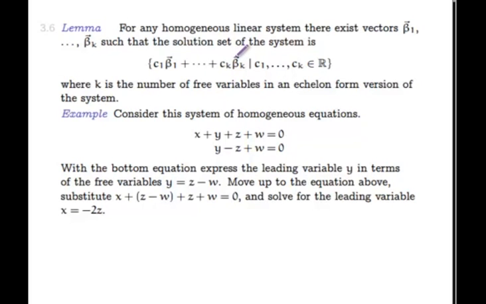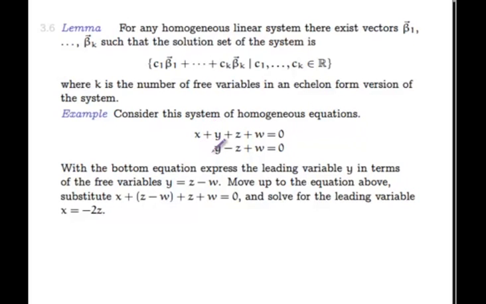This is saying that for a homogeneous linear system, the solution is a linear combination of vectors, and in fact, it's arbitrary linear combinations. These c's are arbitrary. I can set in any values at all. The number of vectors in this solution will be equal to the number of free variables in the echelon form version of the system. All right, let's look at an example.